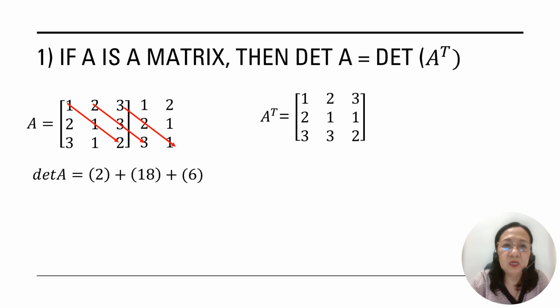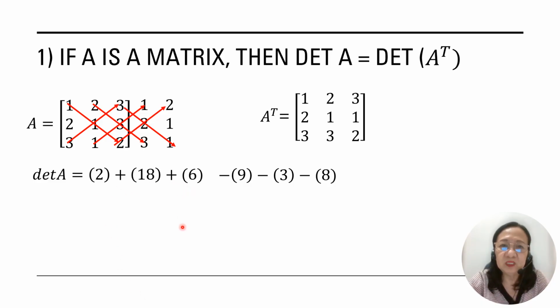Next, going up, let us subtract the result of 3 times 1 times 3, which is 9. And minus 1 times 3 is 3 times 1 is 3. Then 2 times 2 is 4, 4 times 2 is 8. Then we have to simplify. The result will be 2 plus 18, that is 20. 20 plus 6 is 26.